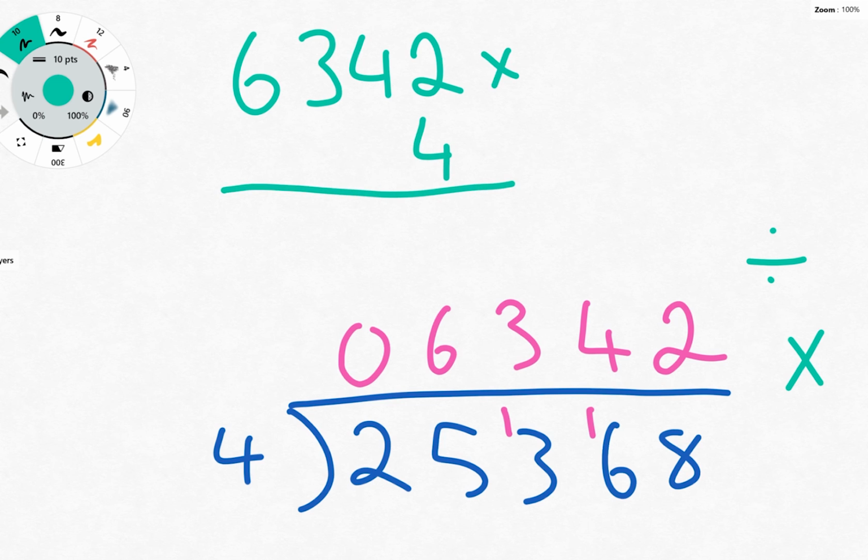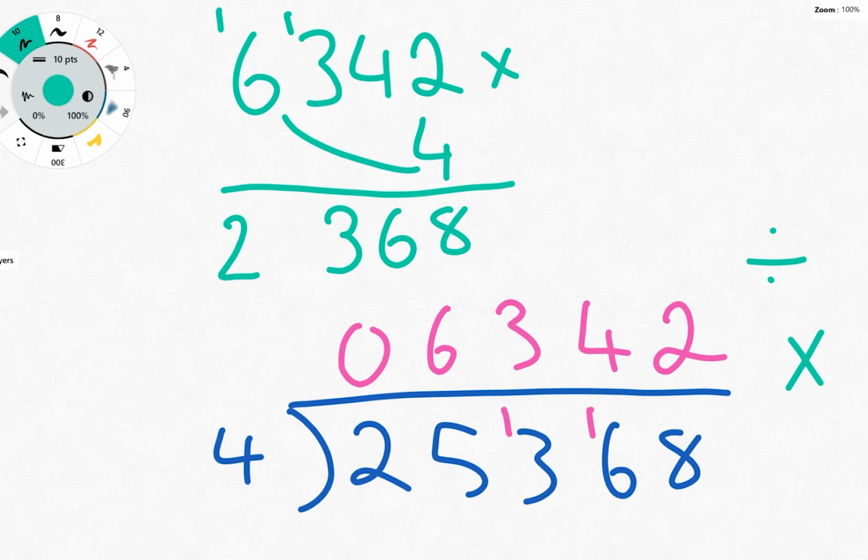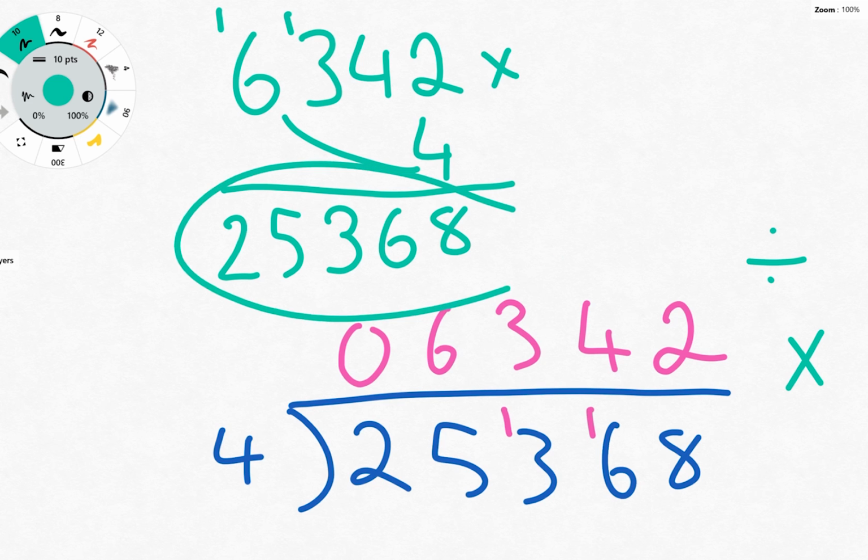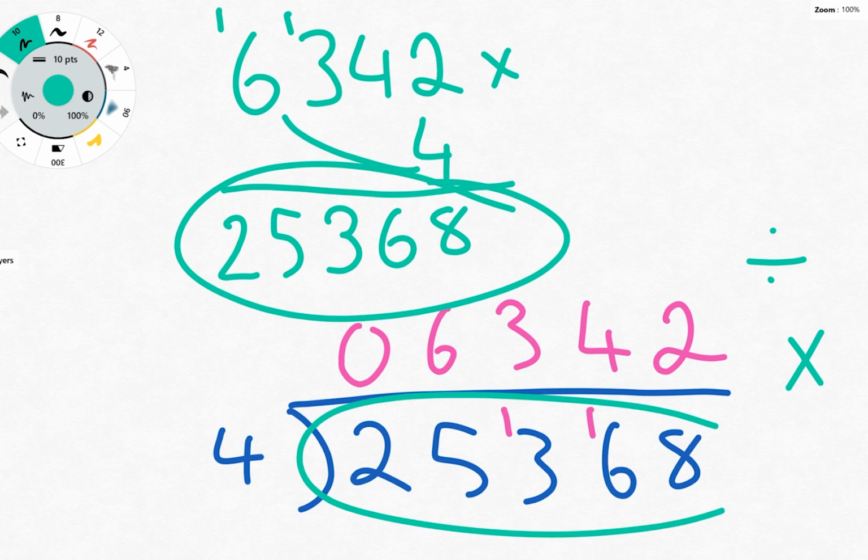Alright, 4 times 2 gives us 8. 4 times 4 gives us 16. The remainder of 1 plus 8 is 10... 4 times 3 is 12, plus that little 1 gives us 13, with a carry of 1, and 6 4s are 24, plus the 1 gives us 25. And there you have it. 25,368. So I know that my answer is correct.